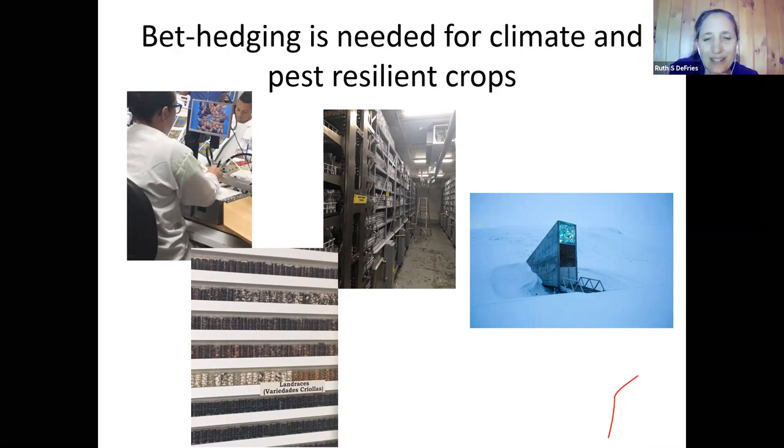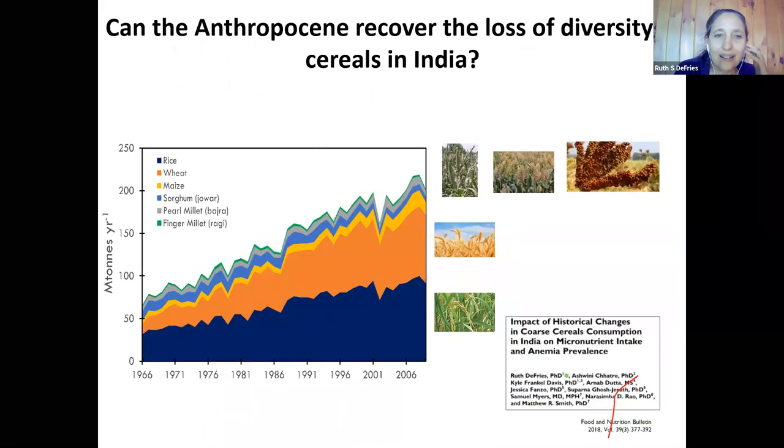So there is a story in the book about how having these seed banks and having a particular variety of wheat from Syria saved the crop for the wheat farmers in Kansas. So these kinds of stories are going to become more and more important as the world tries to feed humanity with a changing climate.